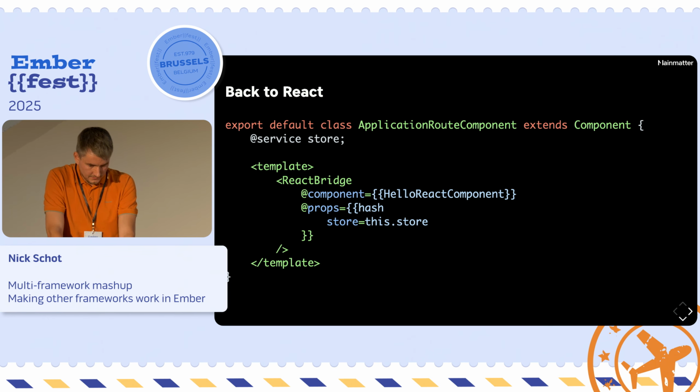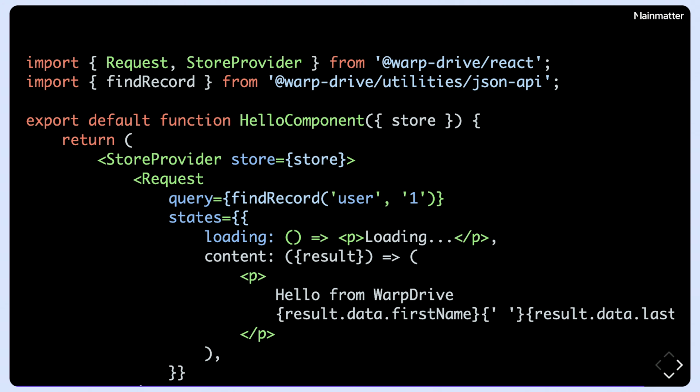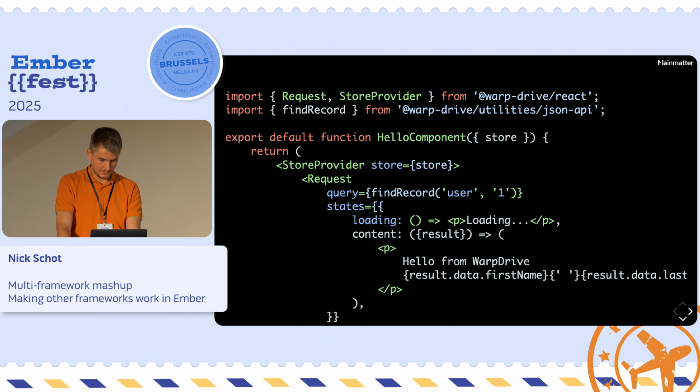Then back to React. So to start, we will pass the store instance from Ember as a property to our React component. And then we need to pass that store instance to the store provider, which is part of the React integration that WarpDrive provides. This makes the store available within the React app, so the request component knows where to find things. We can then also use the request component within that store provider in basically the same way it works in Ember to load the records.